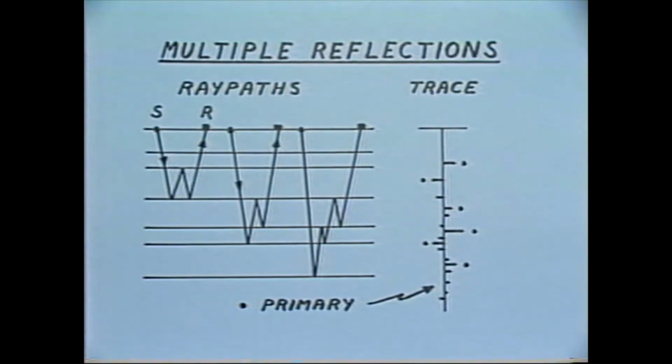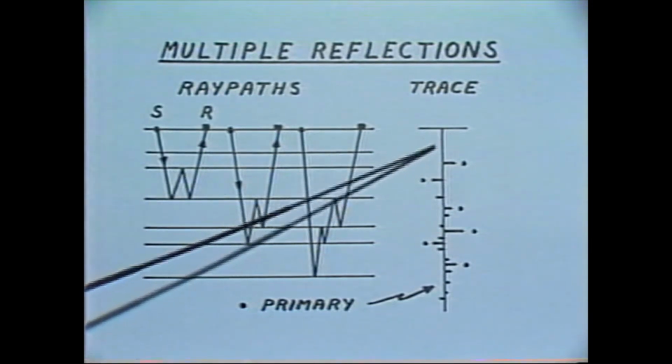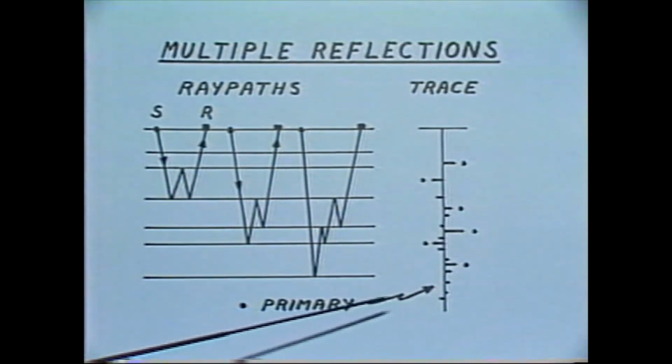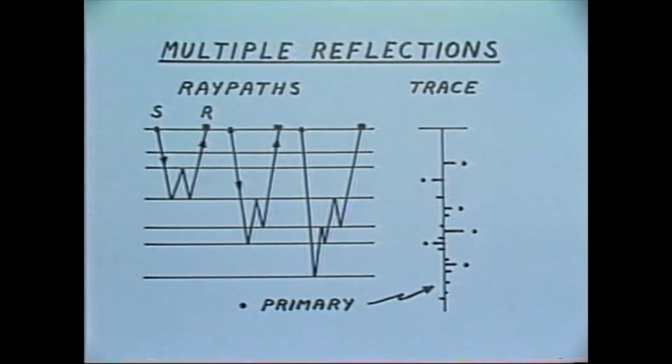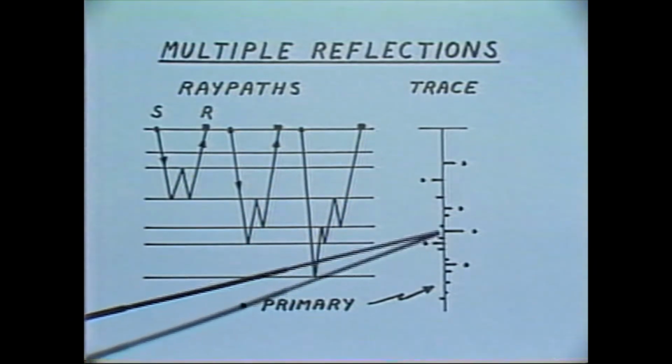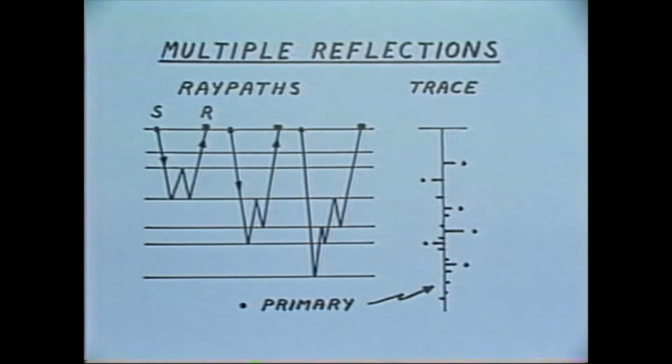Now, if we looked at the seismic trace that we might record at the surface from an Earth situation like this with several layers, where we saw both the primary and the multiple reflections, that trace might look like this. The primary reflections are indicated by the little dot above them, and then all the other events that appear on here are multiple reflections. Now, you'll notice that in general those multiple reflections have a smaller amplitude than the primaries.